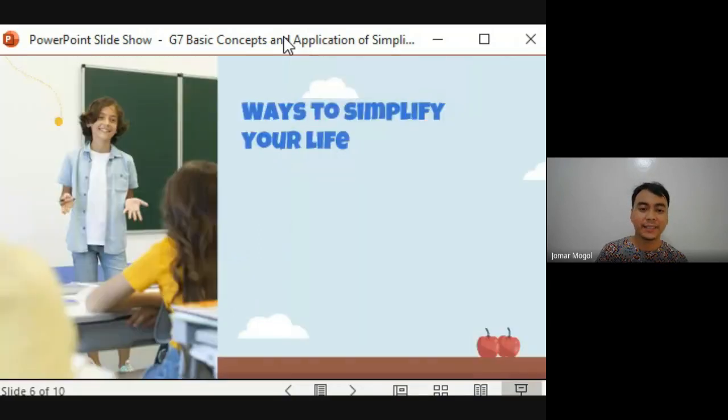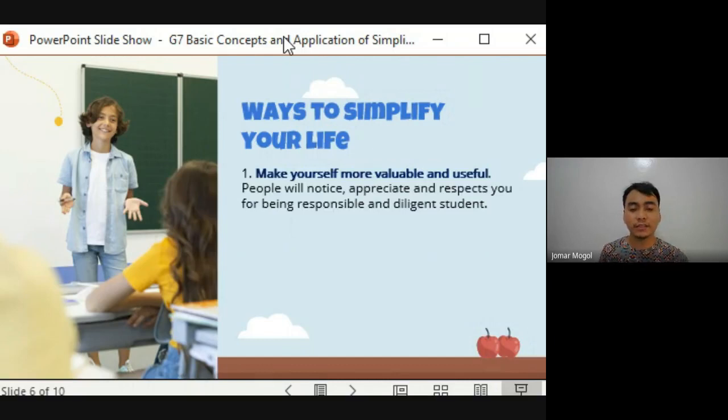Okay? Yan. So, there are ways to simplify your life. So, these are, I'll be presenting to you the tips on how to simplify our life or how to manifest and live out the virtue of simplicity. Okay? Next. First is make yourself more valuable and useful. What do we mean by this? People will notice. How will people notice us, sir? Paano tayo ma-appreciate? Paano tayo ma-respeto ng tao na kapalibot sa atin? Well, it's very simple. But then again, it is easier said than done, but you have to if you want to be noticed, if you want to be appreciated, diba?